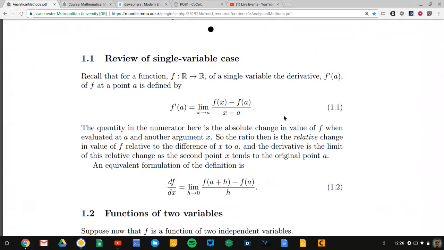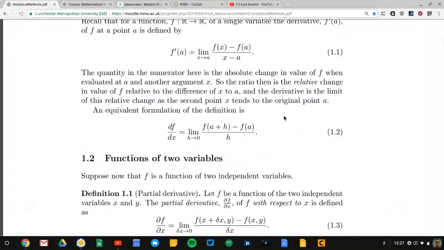That's why we look at the change in value of the function in the numerator relative to the change we've made in the argument. So you look at the difference between f(x) and f(a) as a fraction of the difference between x and a, the distance between the two points where you've evaluated it. That gave you this quantity, which was the derivative of f evaluated at a.